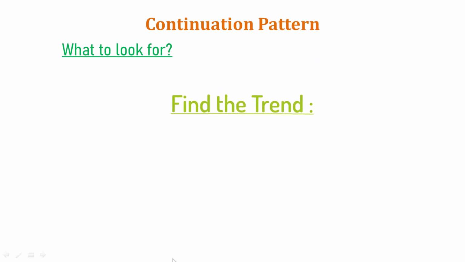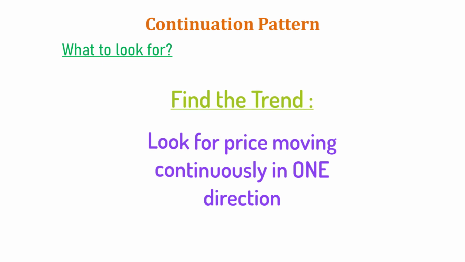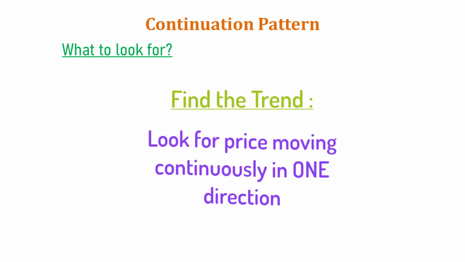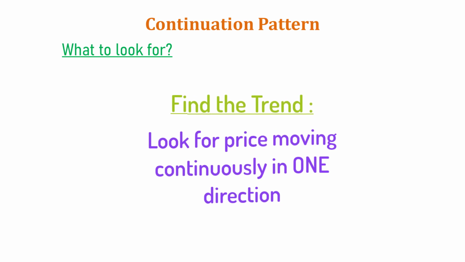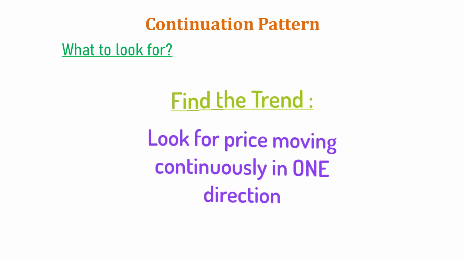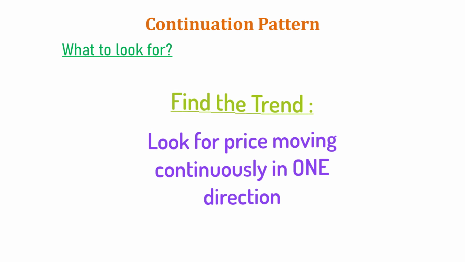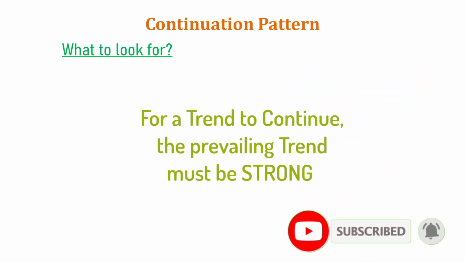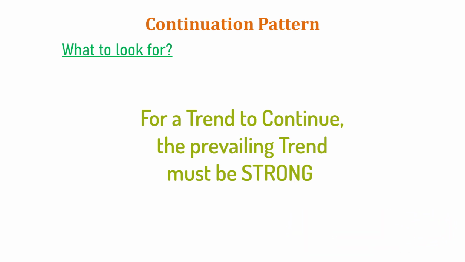When the price moves continuously in one direction, then we call it a trend, right? So this is the same logic we will apply to identify the trend. But for the price to continue in the direction of the trend, it must be strong, correct? So this is the second thing that we will find, the strength of the current trend. So how do we do it?